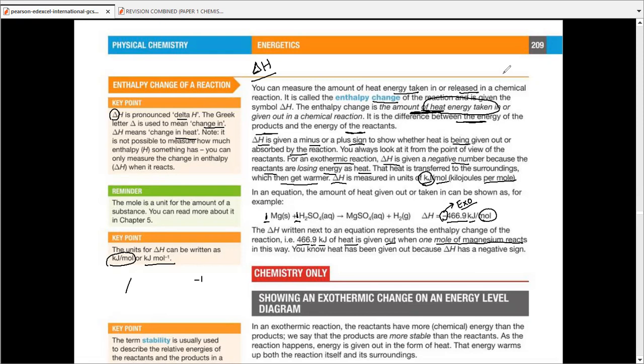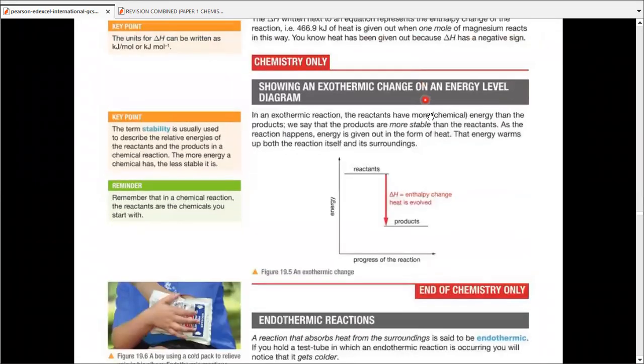So how do we show it in the form of diagram? Since this is a mathematical value, we have also a way of showing it in a diagram. Let's take a look at this diagram. So as soon as the reaction proceeds on x-axis, which you would see over here, there are some energy changes on the y-axis. Take a look.